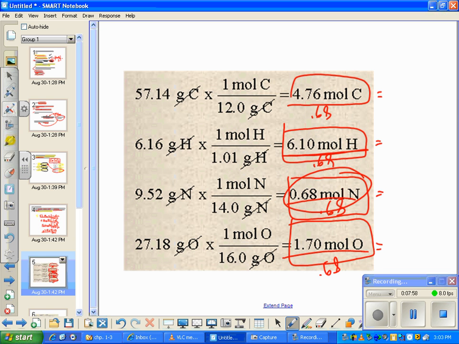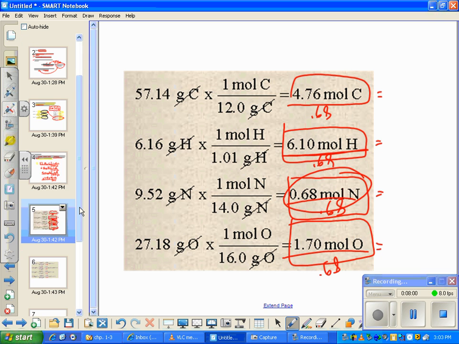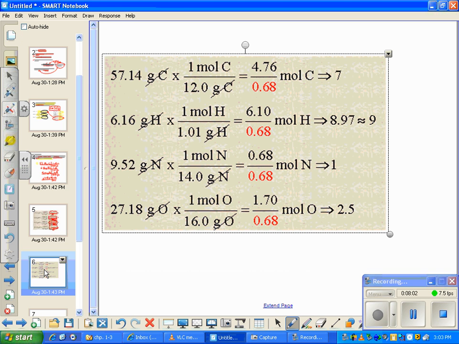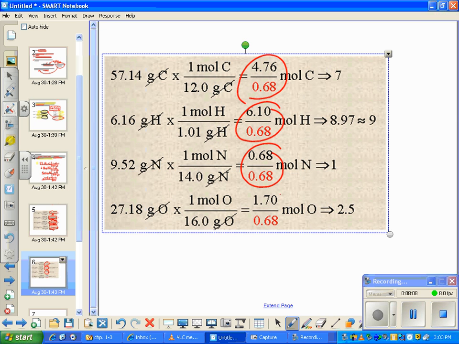That's my next step. So I divide by the smallest number of moles. When I do that, I end up getting this. I divide all these by 0.68, so I'm right here right now. All these are divided by 0.68. I end up with 7, 8.97, which is within a tenth, so that's technically 9. 0.68 divided by 0.68 is 1, and then bam, 2.5.